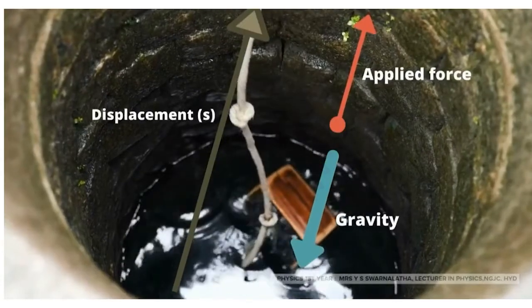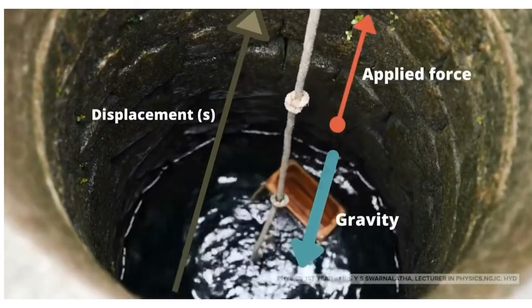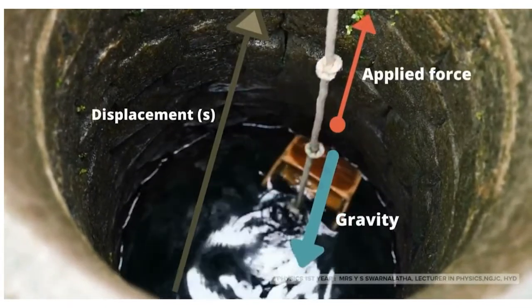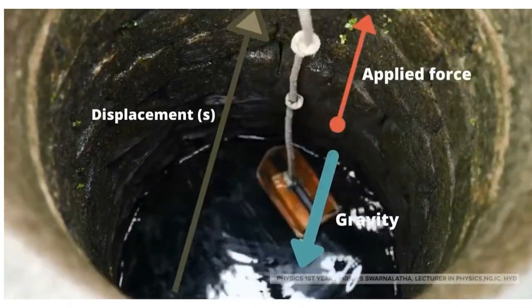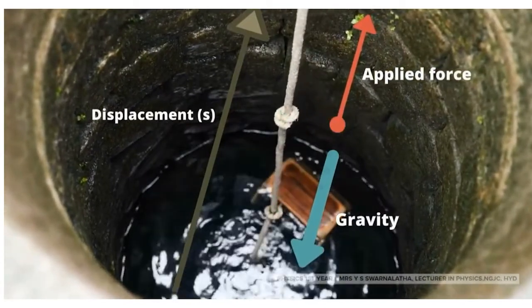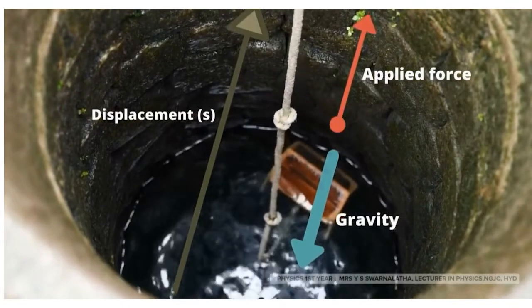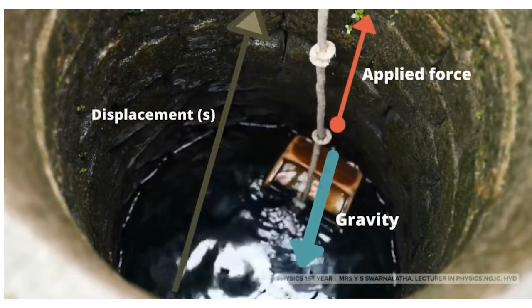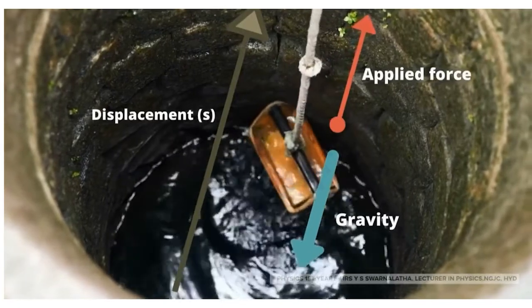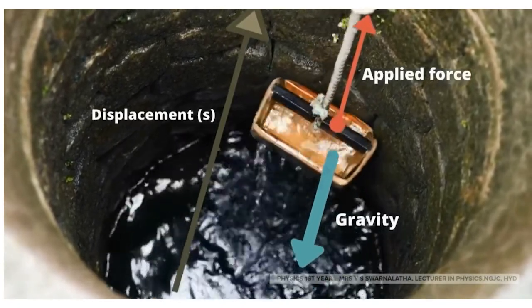The work done by man in lifting a bucket out of a well by means of a rope tied to the bucket. The man is applying force upwards and the displacement of the bucket is also upwards. So both F and S are in the same direction. So theta is 0. Therefore, the work done here is positive work.